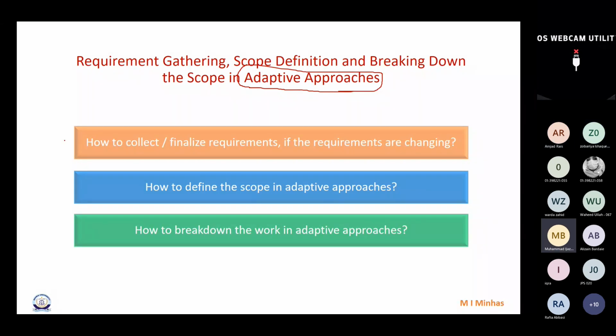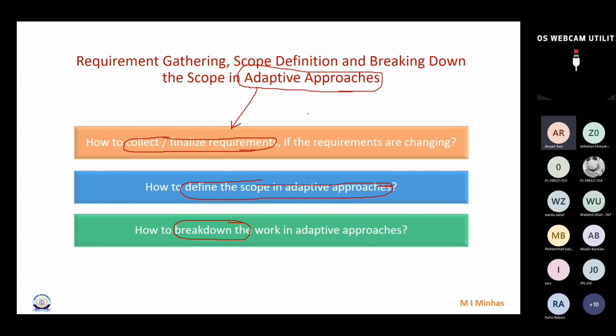I'll be focusing on three areas here. Number one, what is different in the collect requirements or finalizing the requirements phase when we are using an adaptive approach. Similarly, how scope is defined in an adaptive approach, and then how to break down the scope in case of adaptive approaches. Actually, there are equivalent but different terminologies that we use in case of adaptive approaches. Is it clear?